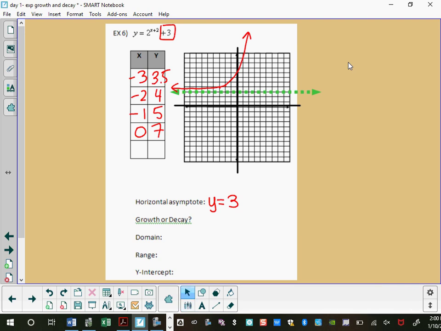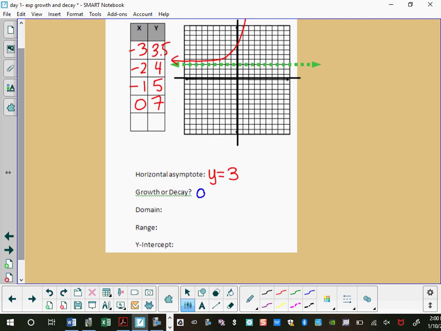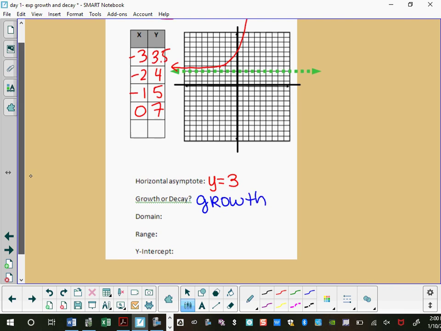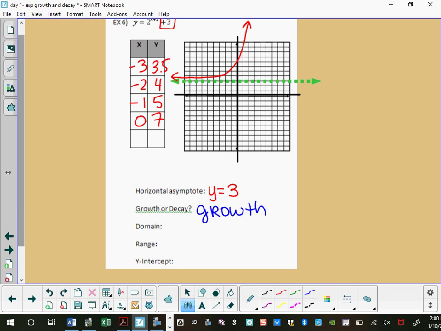Do I have a growth or do I have a decay? Growth. I'm going away from my asymptote. That is correct. All right, what's my domain? Negative infinity to positive infinity. So I'm going to write this down. All right, what's my range? Where does my graph start? At my asymptote, which is what? Positive 3, and I'm going up to what? 3 to infinity.